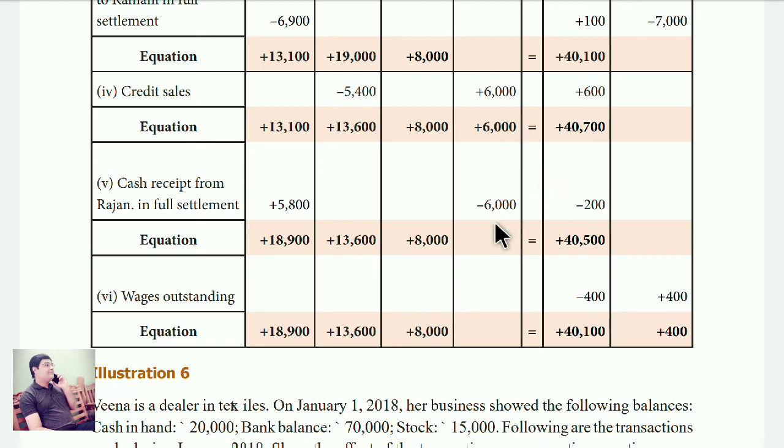Here we make the payment. So 6,000 minus 6,000 is 0. So no need to write 0. In capital, 40,500 minus 400, 40,100. And this is wages outstanding plus 400. So if you add the total 40,100 plus 400, 40,500 is the liability total. If you add all these three, you will get 40,500. So now you understand the sum? Very good.